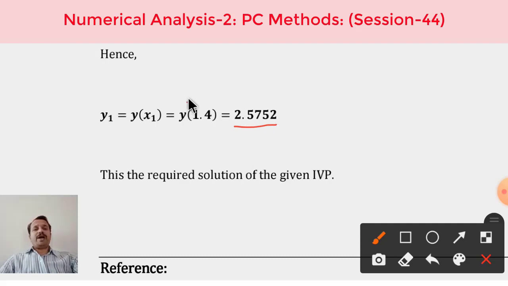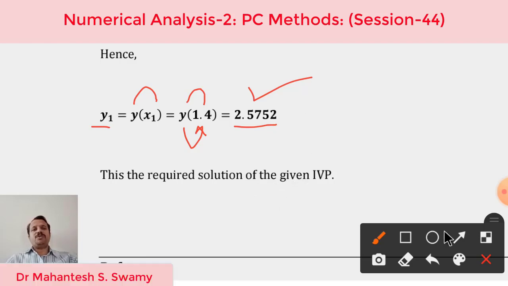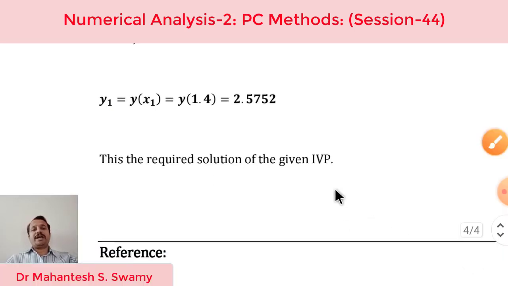This is the value of y at the point 1.4. That is nothing but this is the value of y1. y1 is nothing but y at x1. That is y at 1.4 is required to compute, and we have computed it as 2.575. So this is how we have used the so-called predictor corrector formula.